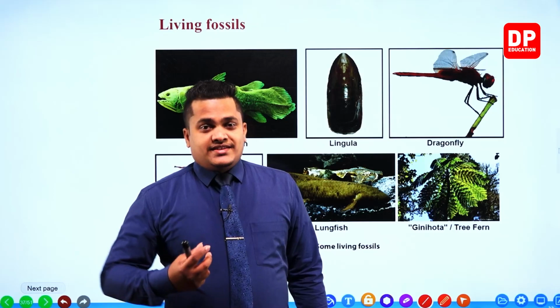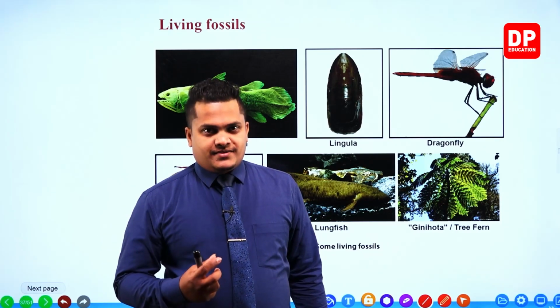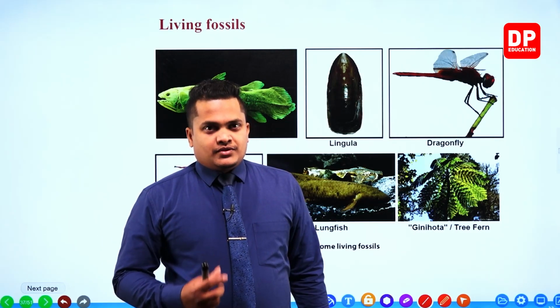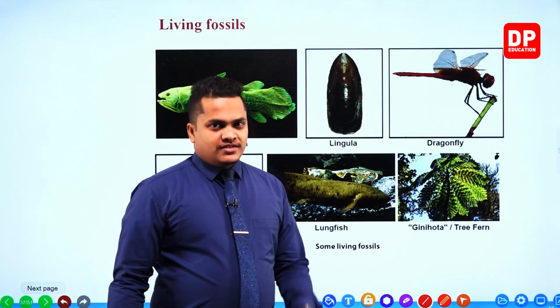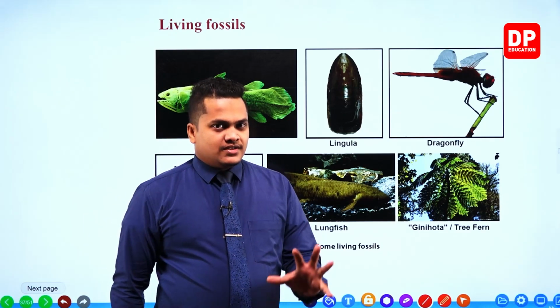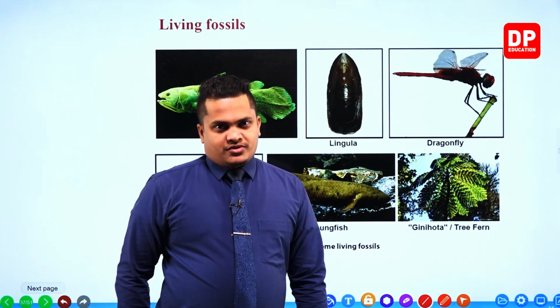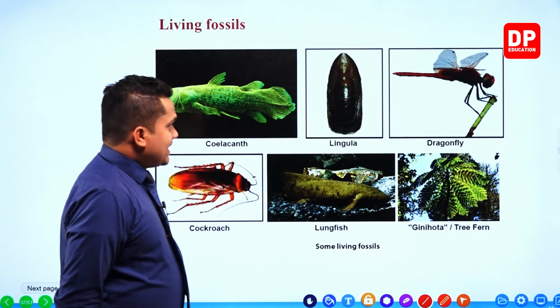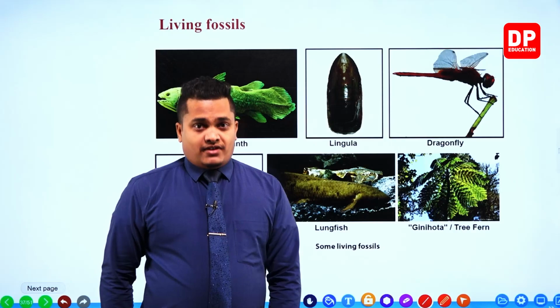So the cockroach is that kind of a strong organism. These are several pieces of somewhat interesting information about the cockroach, my dear children. Right then, so these are the examples of living fossils.